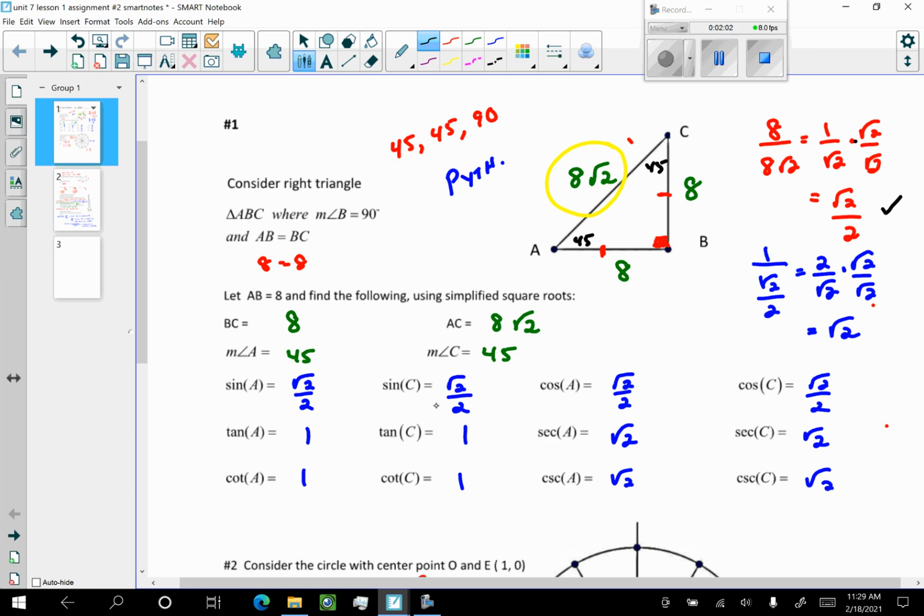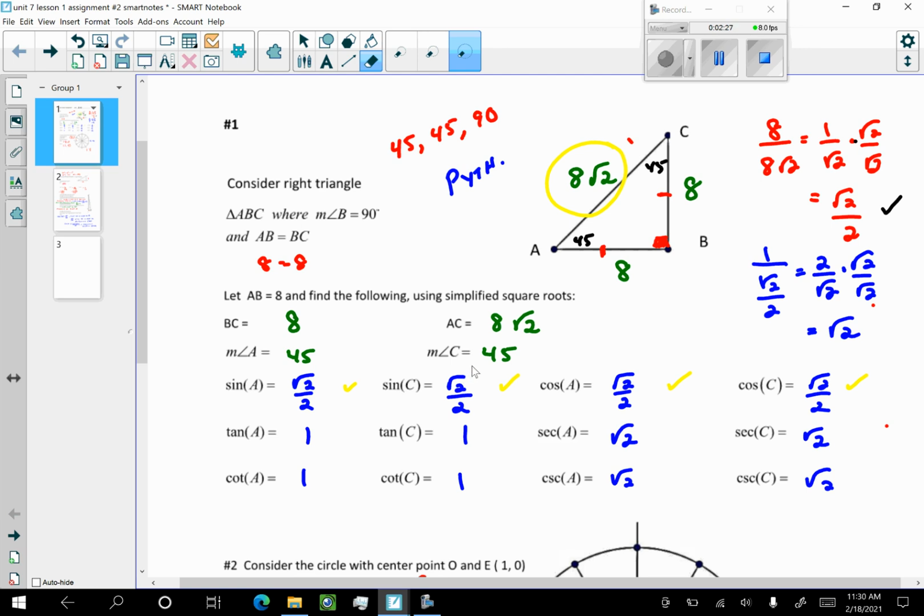Well, that's going to be the sine of C as well. Well, look at this. What's the cosine of A? The cosine of A is still 8 over 8 square root of 2, and so that's going to be square root of 2 over 2 as well. So all four of these, since the angles are congruent, are going to be the same. Square root of 2 over 2, square root of 2 over 2. So, alrighty.